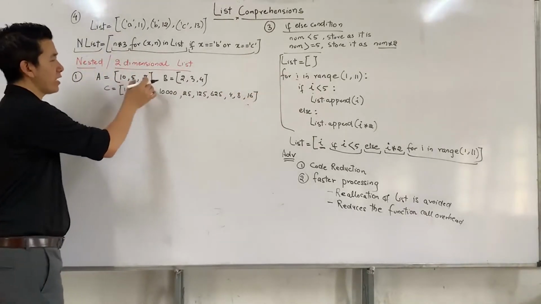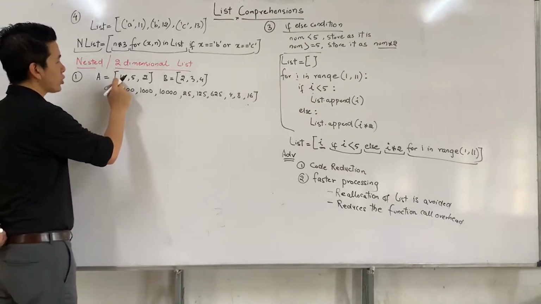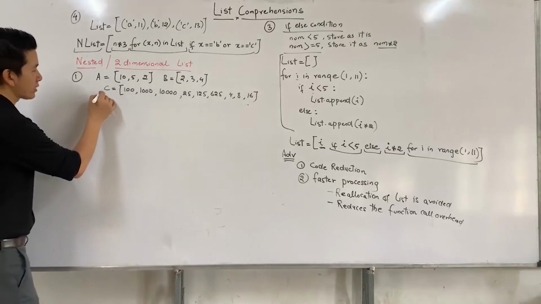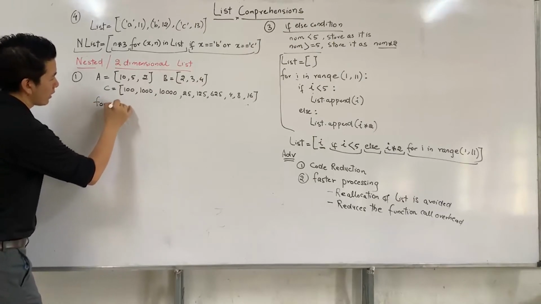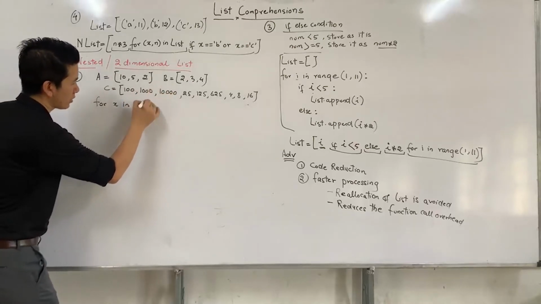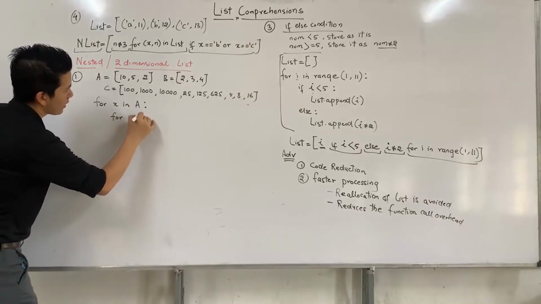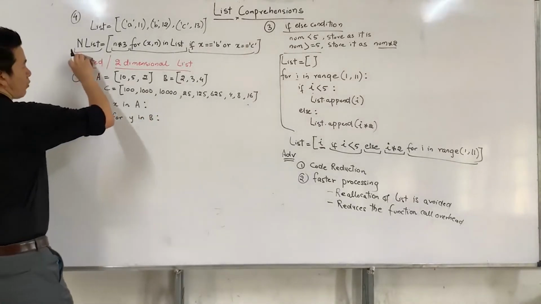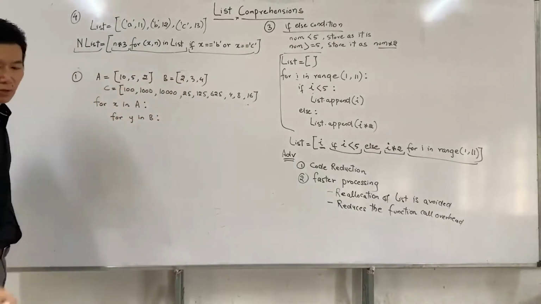So I have two lists, A and B, and the third list, C, will be formed by raising each element of A to every element of B. Generally, the common way to write the program for this particular task is to use for x in A, and then for y in B. This is nothing to do with the two-to list as of now.